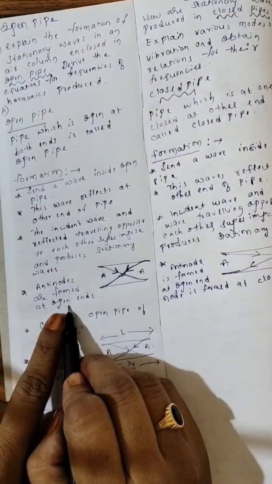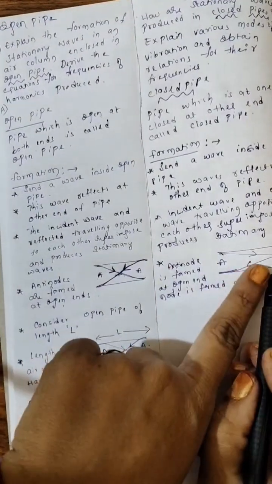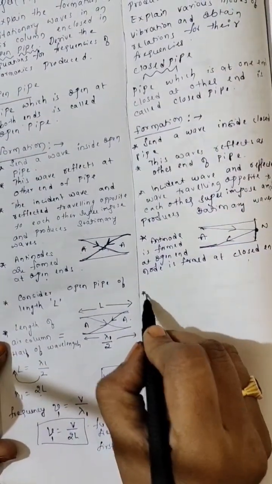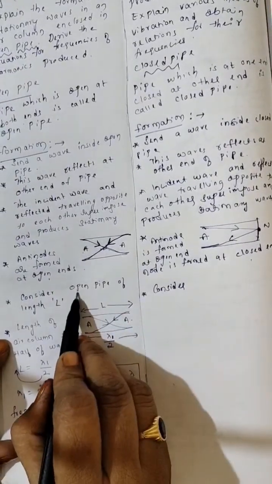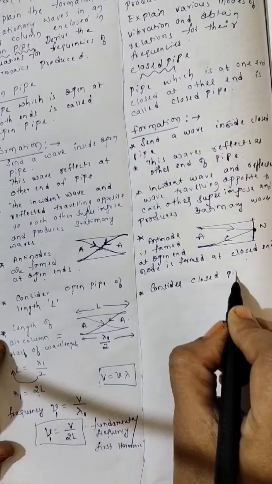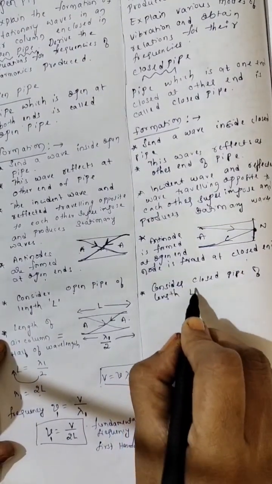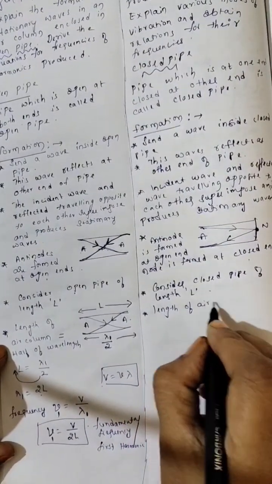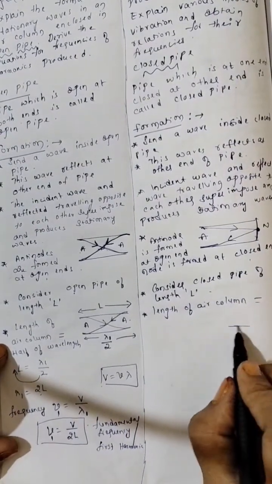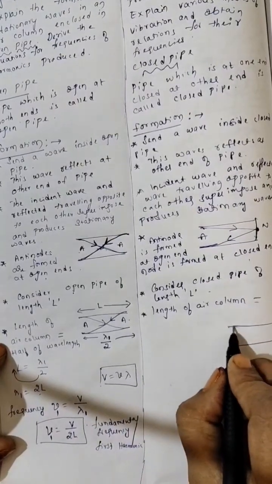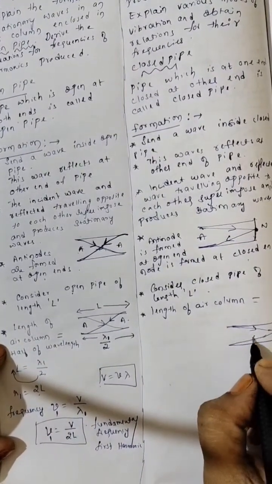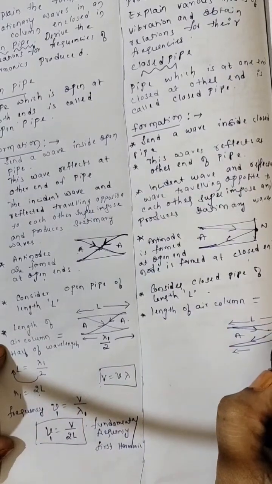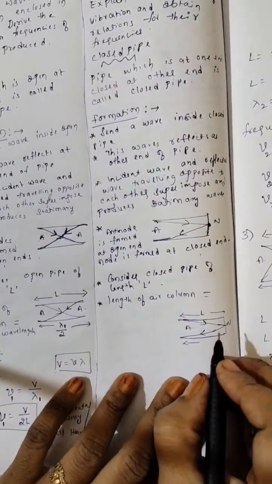But small difference. What here? At both ends open, antinodes will form. But at one end it is closed. So node forms. Right? Now next, as usual, explanation. Consider, instead of open, what will I write? Closed pipe of length L. Now here the length of air column is equal to L. Now see what distance you will take. Now this is the incident wave and this is the reflected wave, antinode and node. So here you are considering the distance between antinode and node.